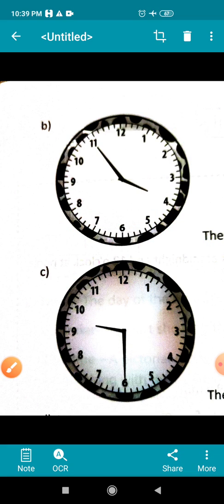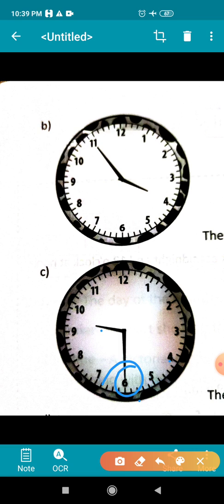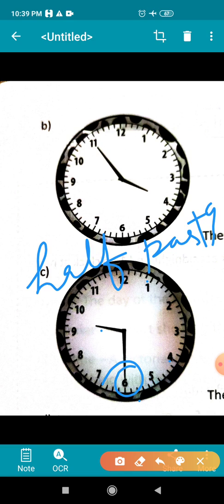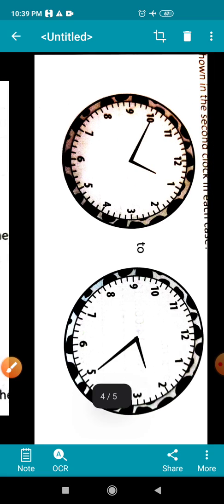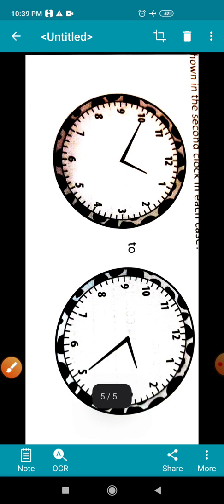Now let us take the next example. Here you can see the small needle is a little above 9 and the big needle is on 6. So it will be read as half past 9, or 9:30. Okay. Now let us see how we can calculate time interval.